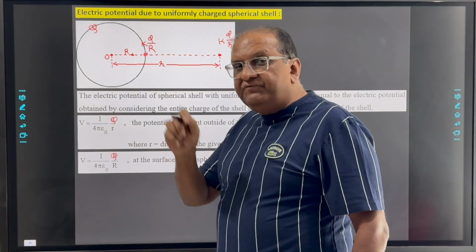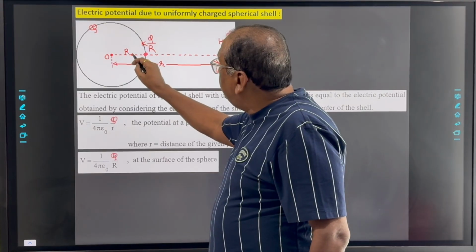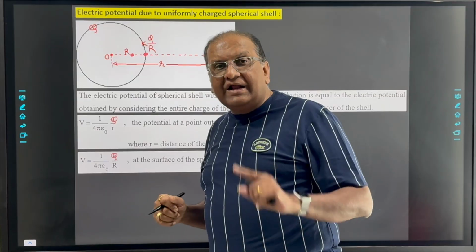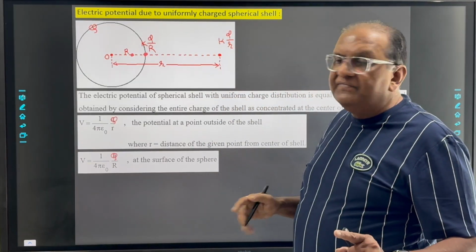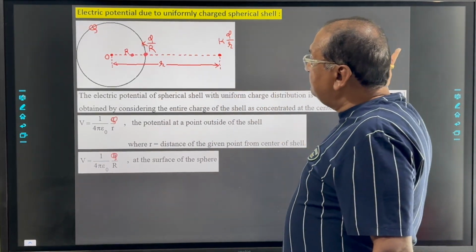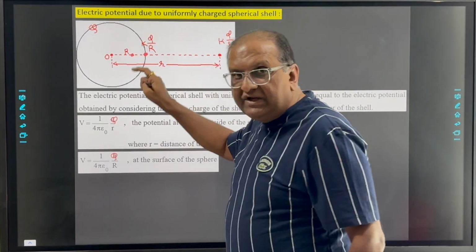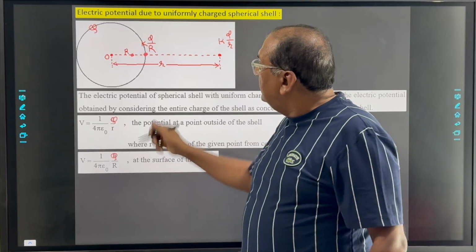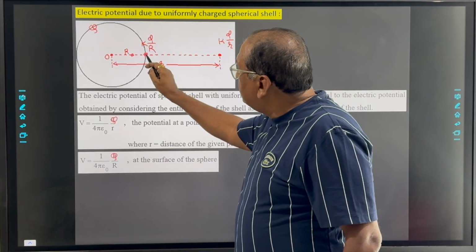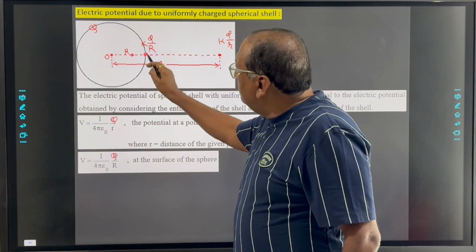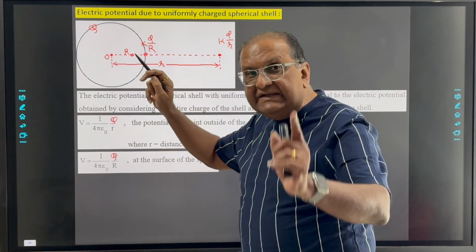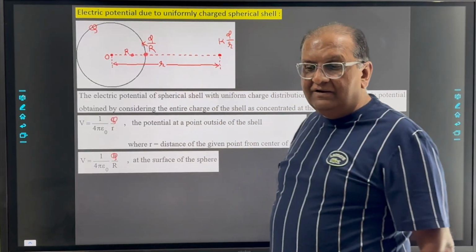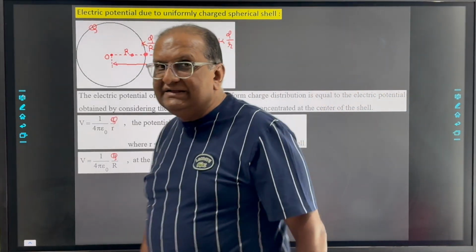Now if you want to find the potential at this point, we have to calculate the total work done in bringing unit positive charge from infinity to this point. But up to the surface we have already calculated. So now we have to calculate the additional work done to move unit positive charge from the surface to this point. But now the important thing is this one.